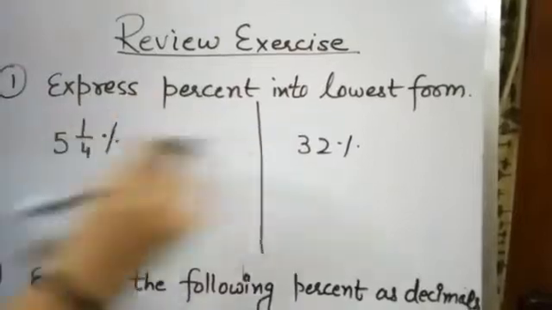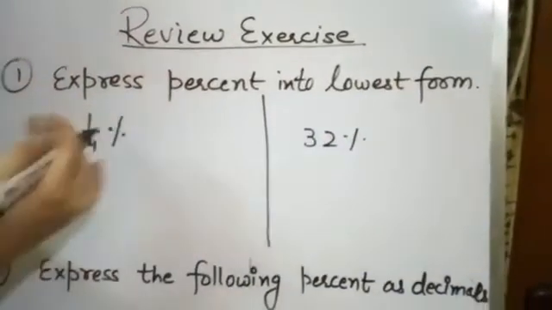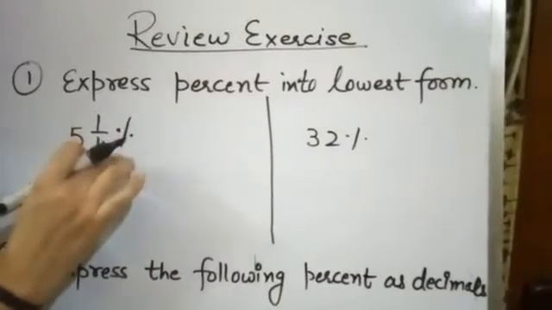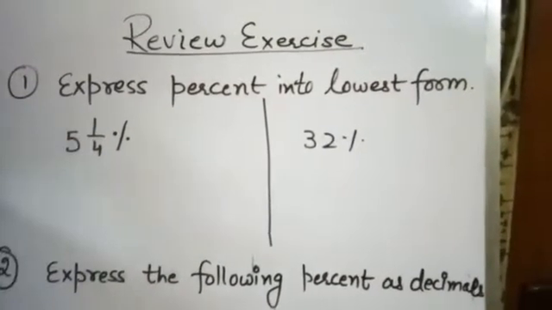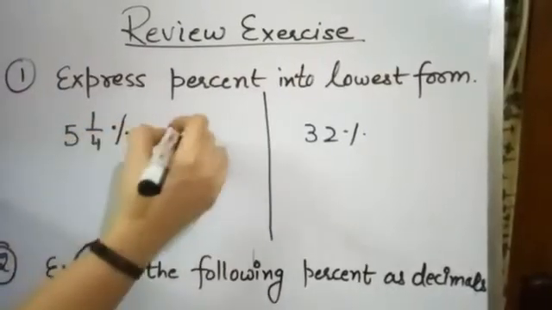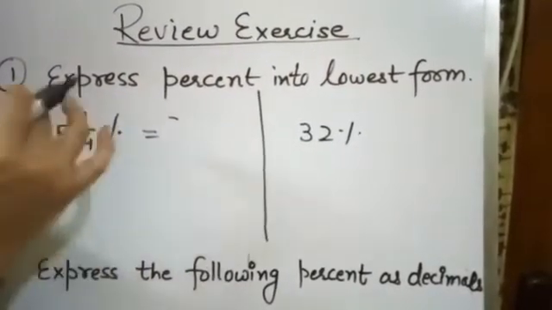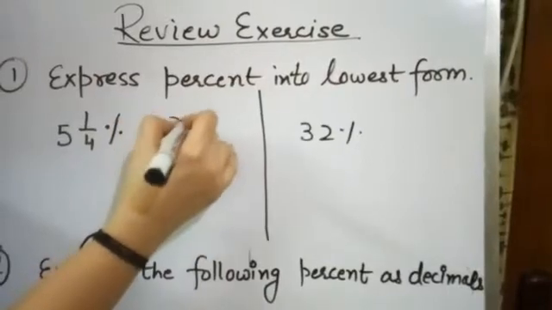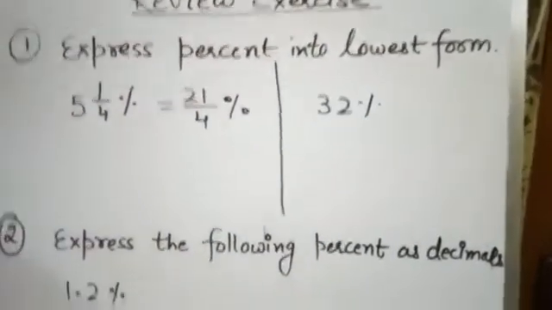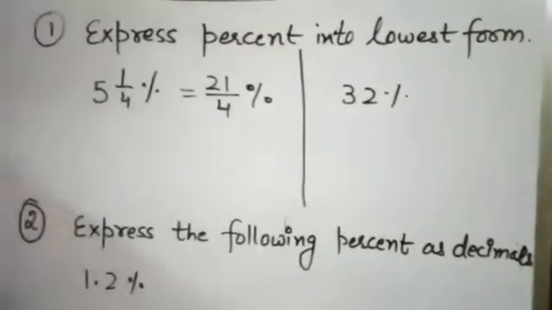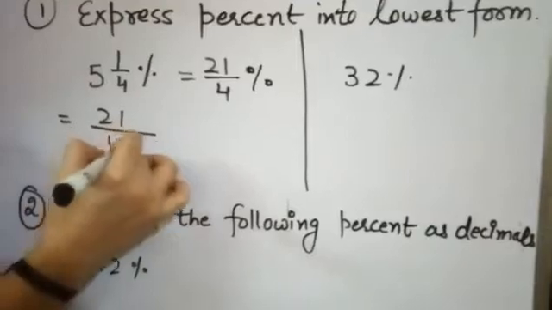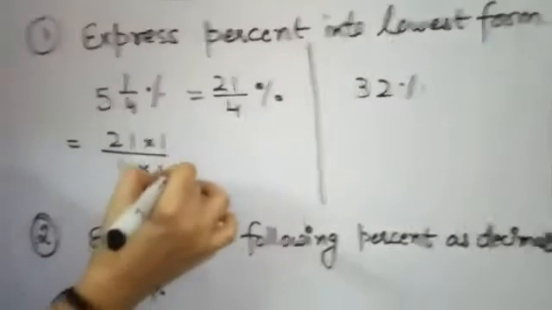Express the following percent in lowest form. 5 1/4%. You have to convert this percentage sign into a fraction in the lowest form. First of all, change this mixed fraction into an improper fraction. 5 4s are 20, plus 1, 21/4 percent. Now percentage means a fraction whose denominator is 100. Now I am going to remove this percentage sign, that is, multiply by 1/100.